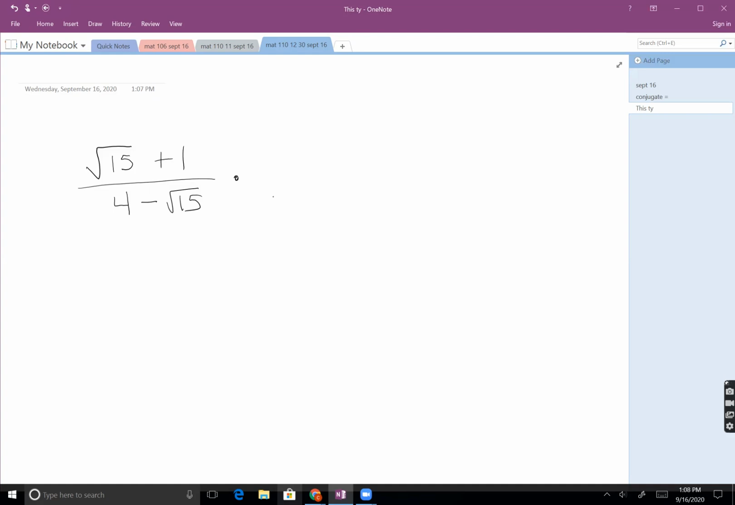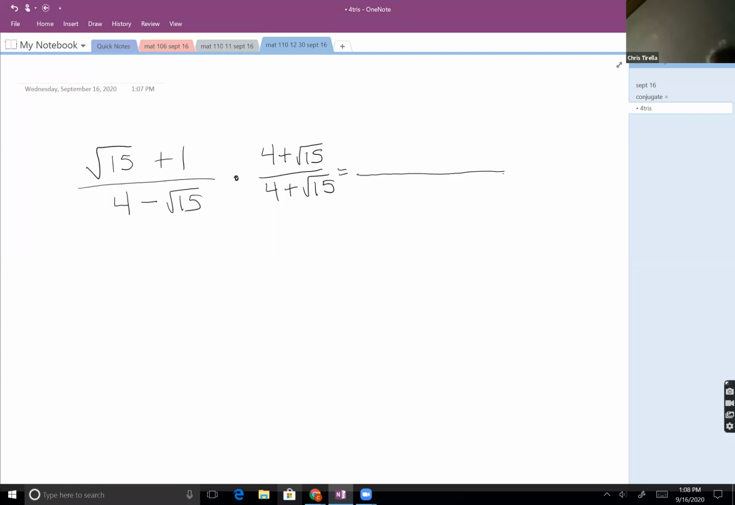At the top, shouldn't it be 4 plus radical 15? Times 4 in both the top and the bottom. Yes, I like that. Conjugate pair. Bottom's easier. Is everybody all right if I do the easier half first?